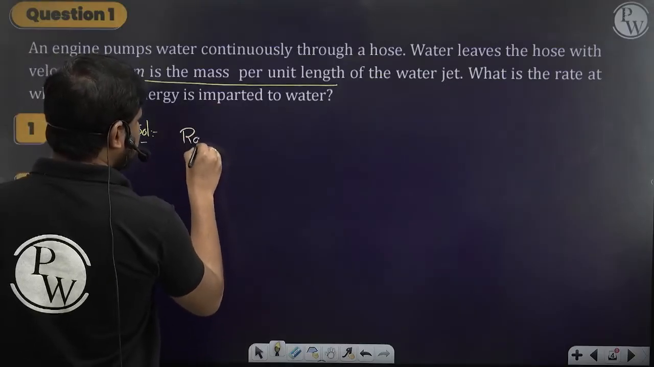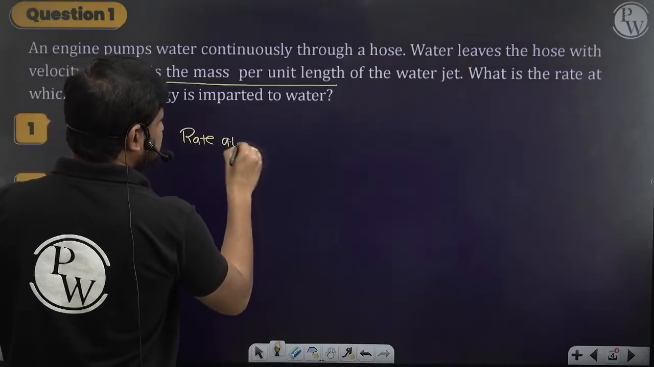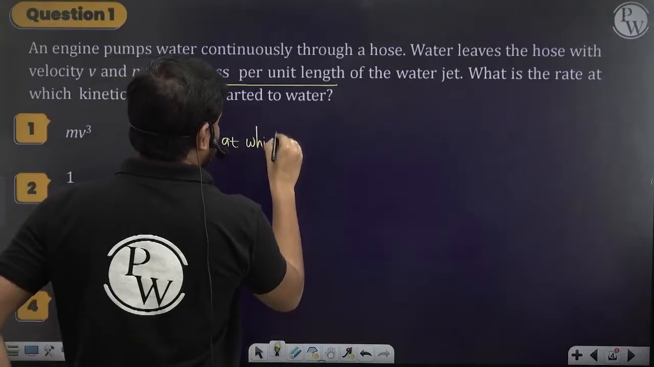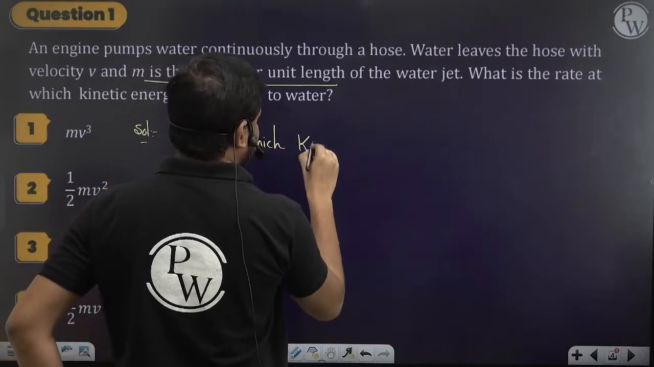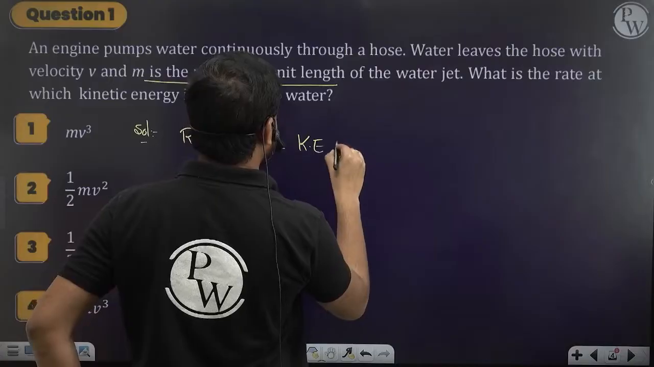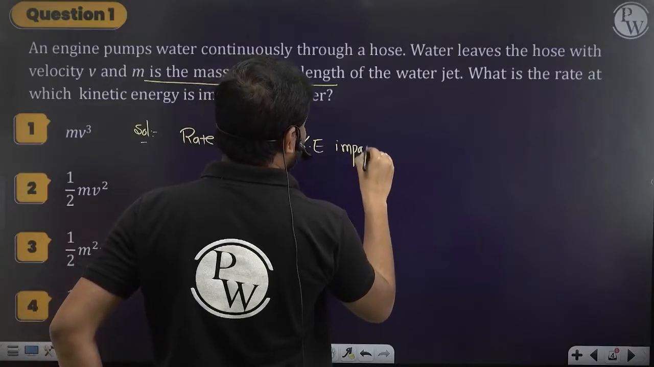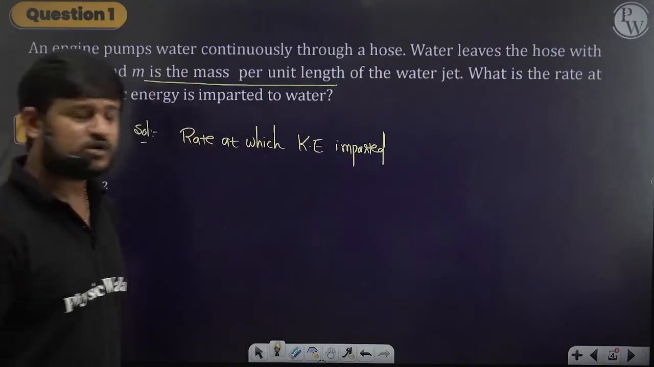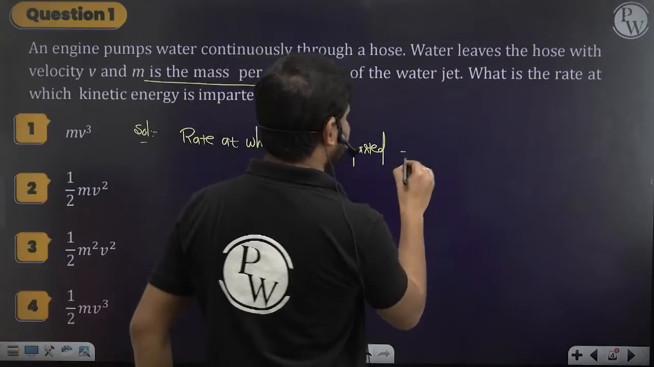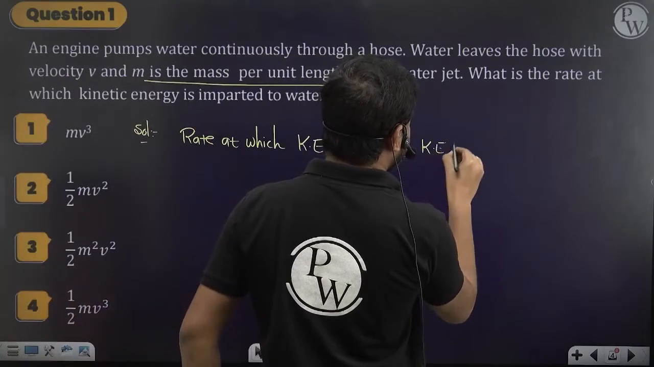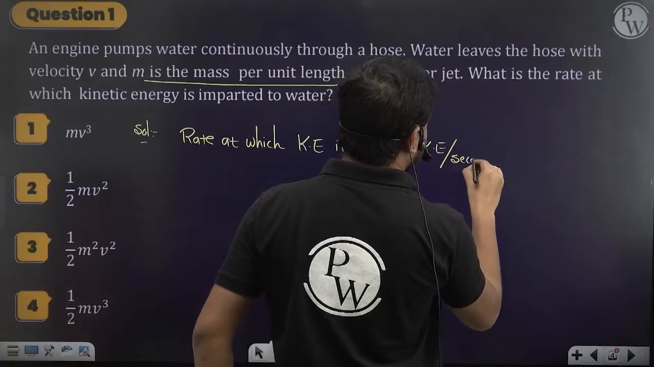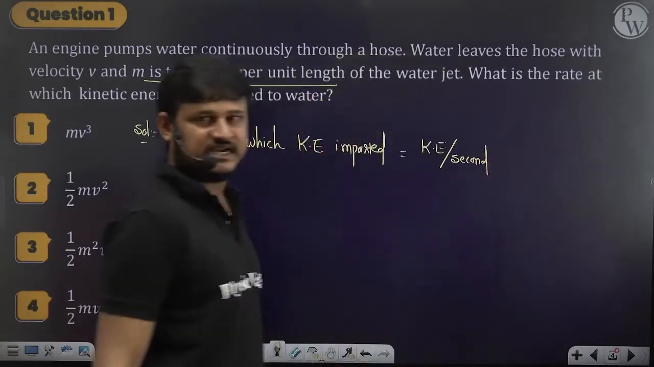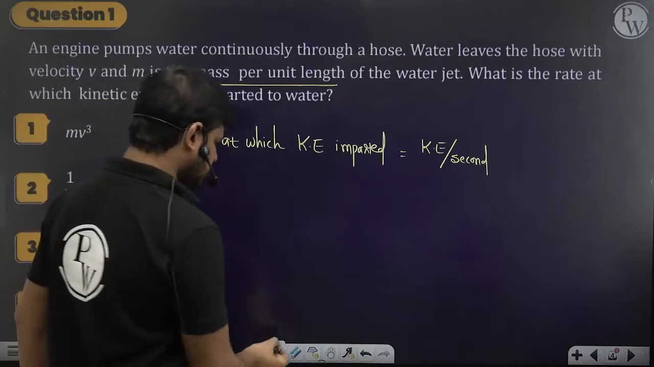The rate at which kinetic energy is imparted to the water. Wherever I write KE, it means kinetic energy. So the rate at which kinetic energy is imparted means per second, which means kinetic energy per second we require. Okay, chalo. So let's understand this question.